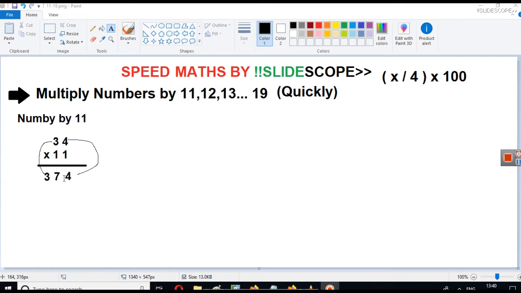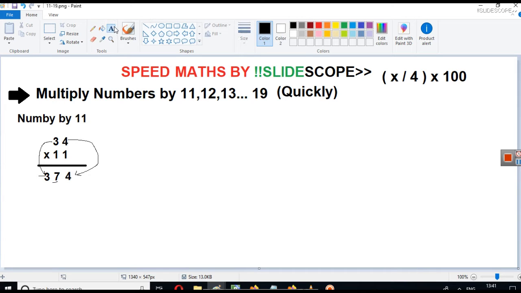Otherwise you have to do it in 2 lines. First you calculate 1 into 4, then 1 into 3, then you calculate this, and then you add that. So really simple here. What we did here: write the first number here, write the second number here. Your second number goes in the last place, the first number in the first place, and then in between them you just have to write the sum of these numbers.